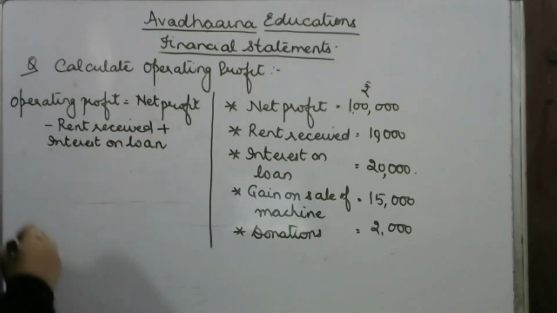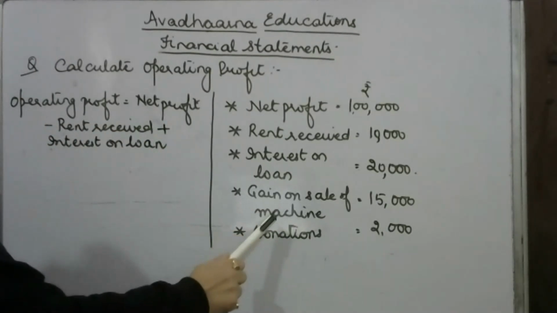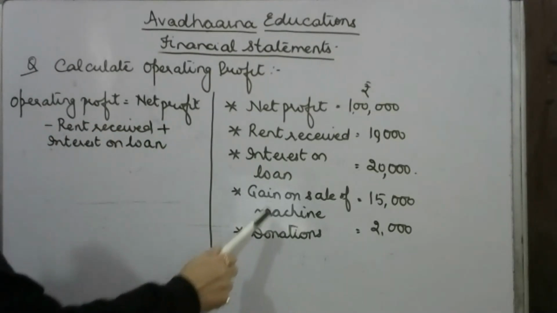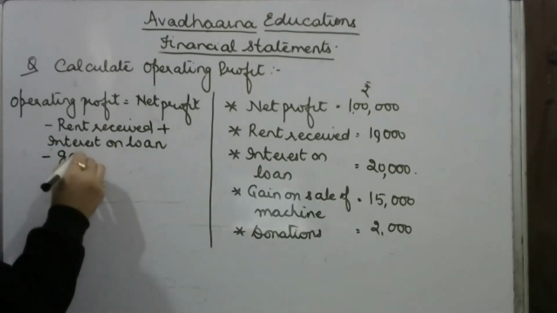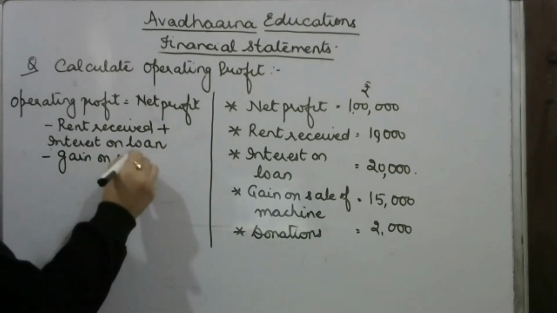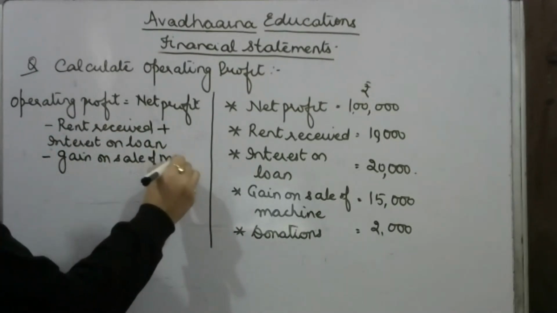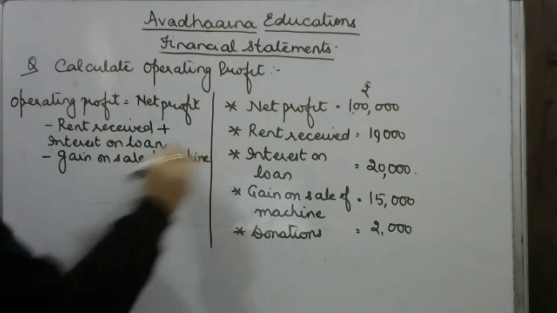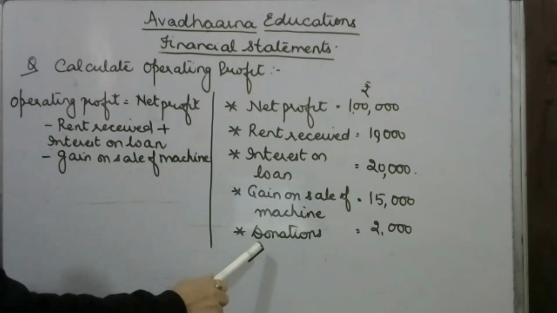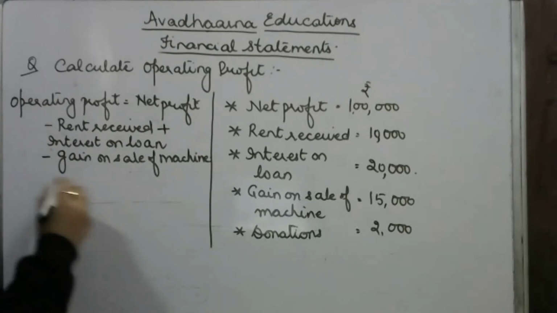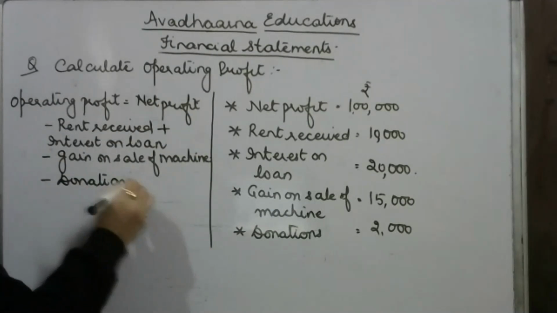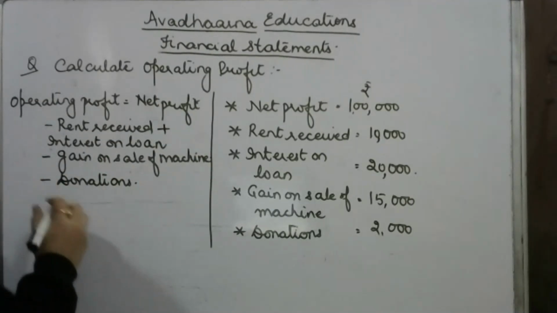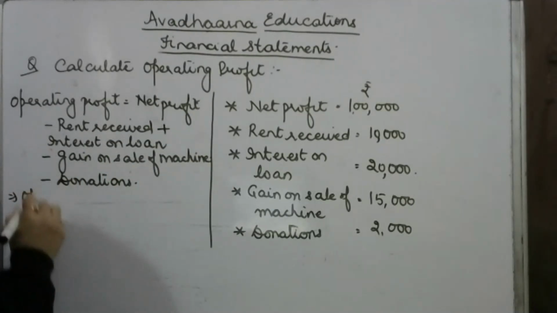सो वी विल एड बैक इंटरेस्ट ऑन लोन given. Then gain on sale of machine. Fine. Gain on sale of machine, again it's a non operating income, so we'll subtract gain on sale of machine. Fine. And donations. बेटा डोनेशन भी हम हमेशा तो देते नहीं, so donation is also our non operating expense, so less donations. Fine. So let's substitute the value to get the figure of operating profit.